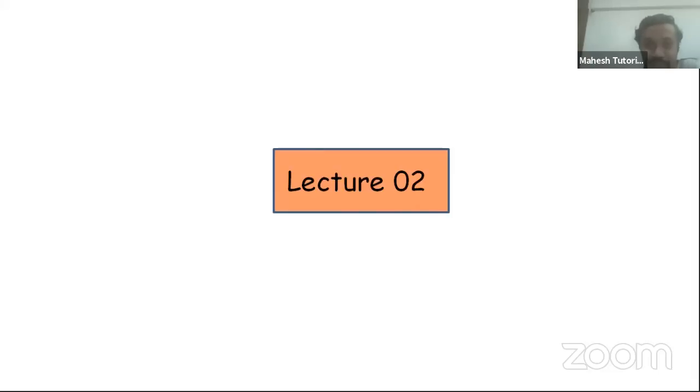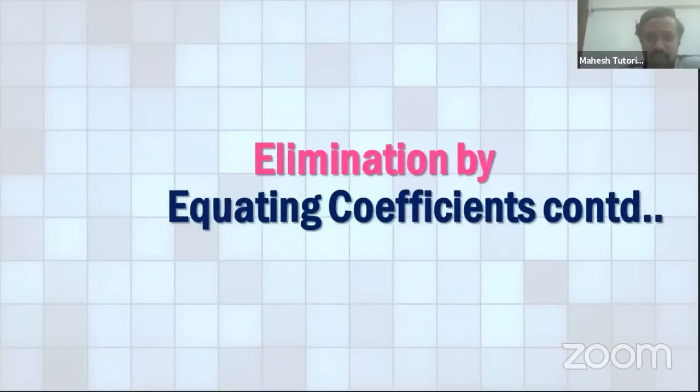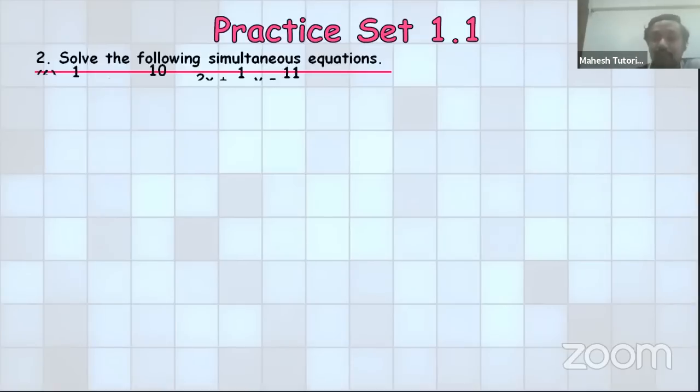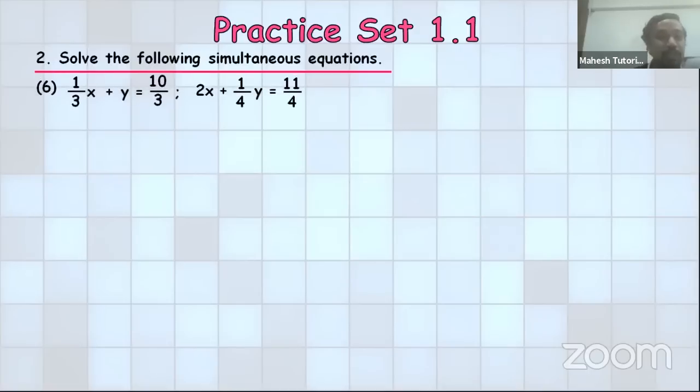All right, students. So continuing further now. Now we are going to consider one last sum, okay, based on the method of elimination by equating the coefficients. All right. Students, but इसमें ना हम लोग पूरा sum solve नहीं करेंगे, ठीक है? Half sum I am going to help you out with the steps, and the remaining half you will complete as homework. Okay, ठीक है? That is practice set 1.1 का main question number 2 का sum number 6.